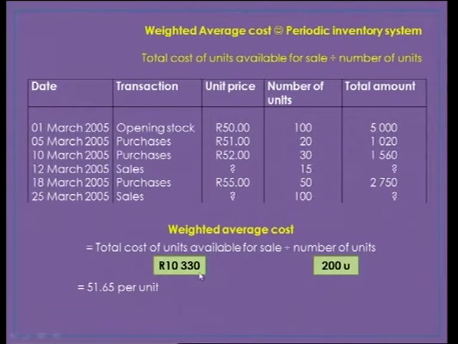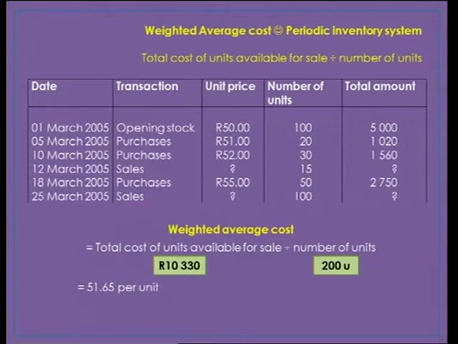Yes. Can you remember how many units did we not sell? How many did we have to sell? 200 units. Okay, so how many did we sell? 15 plus 100, it's 115. So 200 units minus the 115 that we've sold, so our closing stock is 85 units.